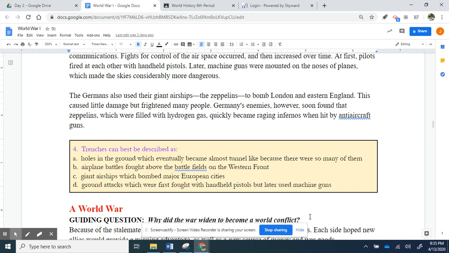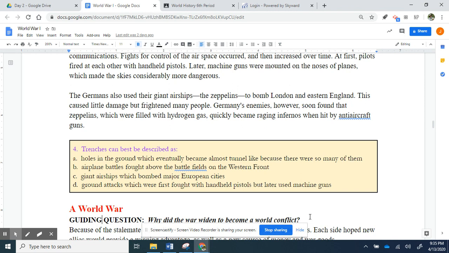Holes in the ground, which eventually became almost tunnel-like because there were so many of them. B. Airplane battles fought above the battlefields on the Western Front. C. Giant airships which bombed major European cities. D. Ground attacks, which were first fought with handheld pistols but later used machine guns. The correct answer for 4 would be A. Holes in the ground, which eventually became almost tunnel-like because there were so many of them.